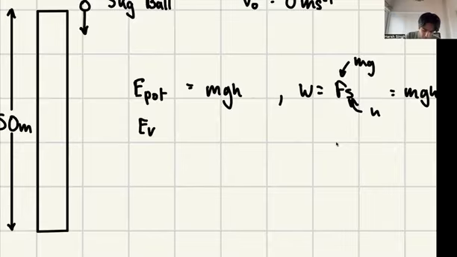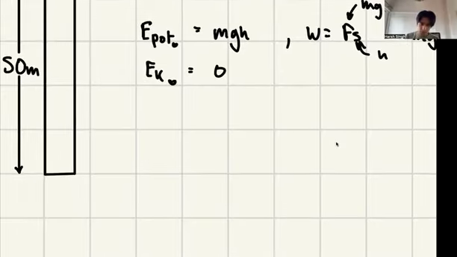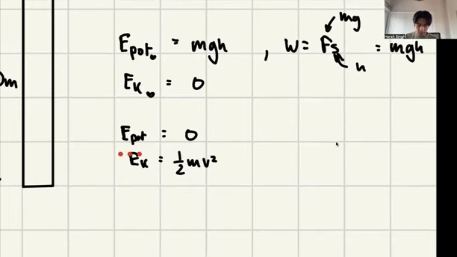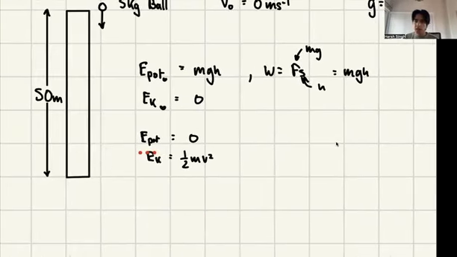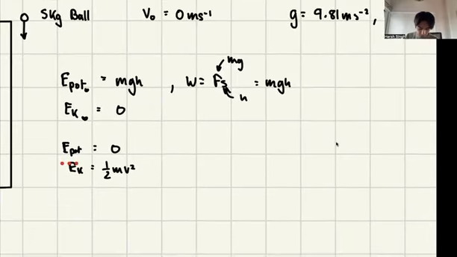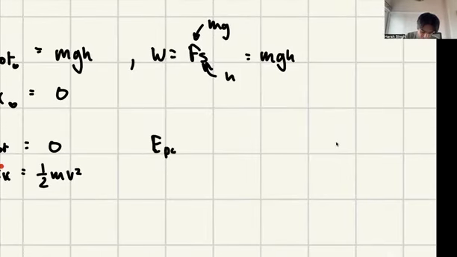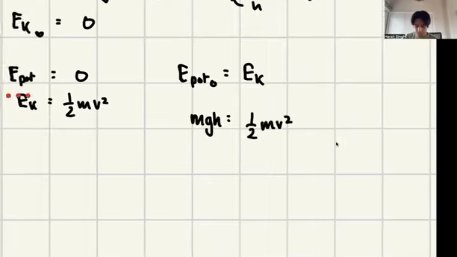And we know at the start that E kinetic is equal to 0. And we know that at the end, our potential energy is equal to 0, and our kinetic energy is given by a half mv squared. And we know that the energy at the start has to be equal to the energy at the end. This means our starting potential energy is equal to the kinetic energy at the end, the conservation of energy. And so then we get mgh is equal to a half mv squared.